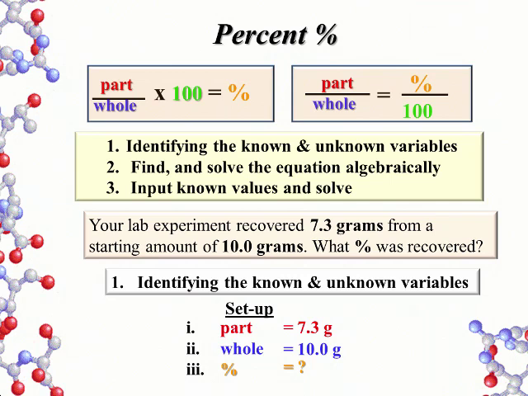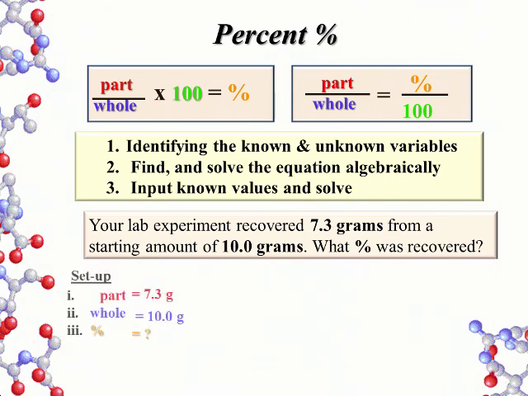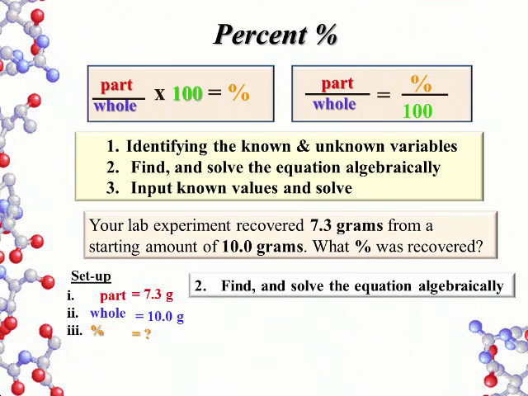Now that step 1 is done, we'll move the known and unknown variables to the side, and we'll go to the second step, and we'll find the appropriate equation relating the known and unknown variables, and solve that equation algebraically. That means to isolate the unknown variable. In this case, that is percent. To find an equation, we consider the variables in the setup. We ask, what equation relates the known and unknown variables? What relates whole, part, and percent?